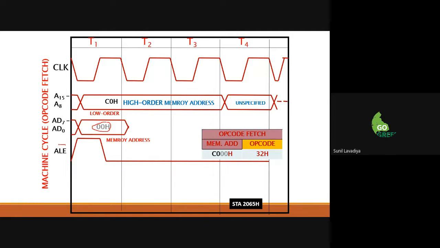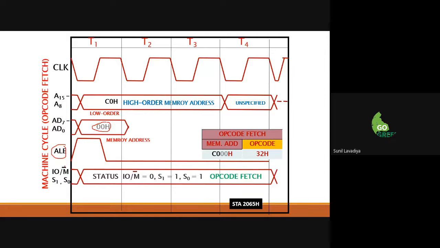And the ALE signal is also fixed, available in the first cycle only. And what about IO/memory bar and read bar? It's related to the memory part, so it's 0. S1 and S0 are also 1 1 because it's the opcode fetch part. What about the read bar part? It depends upon AD0 to AD7. The opcode is available over here, like 32. No need to remember 32, just write opcode there.